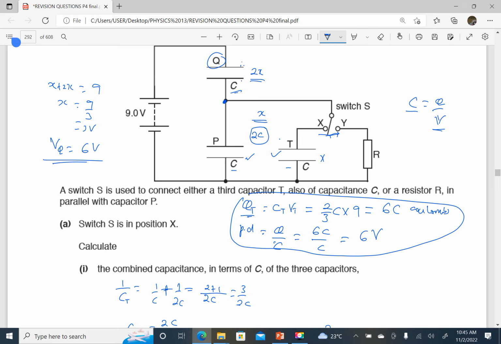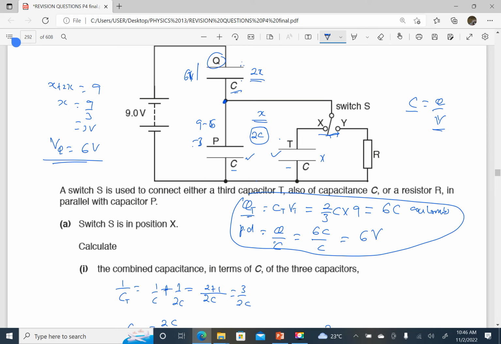Capacitor T is left out. And therefore, what happens to the PD? If capacitor T is left out, it means the PD across capacitor P is going to decrease. Remember, when the PD across Q is 6 volts, then across the parallel combination it is 9 minus 6, which is 3 volts. It is the PD across P and at the same time the PD across T.